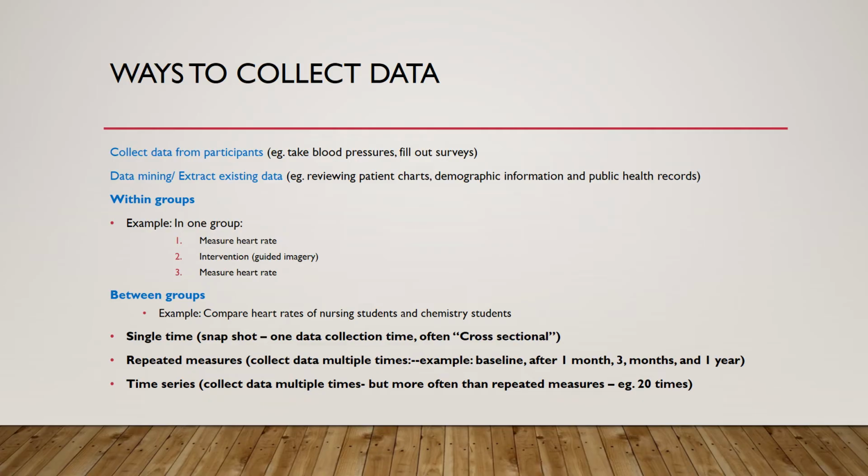Or maybe I want to see if nursing students and chemistry students have different average heart rates. So this would be called between groups. Think I want to see the difference between these two groups. And then keep in mind we can combine types of data collection.